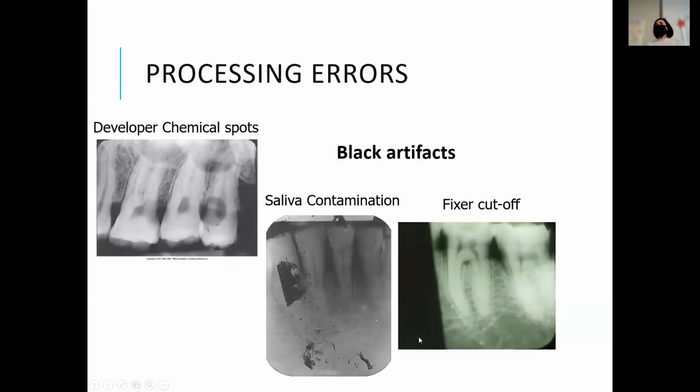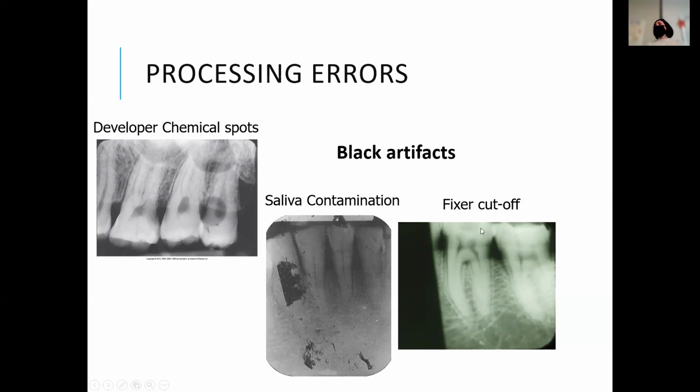This is the tricky part that takes a little bit of getting it straight in your head. So if there's dark spots on a traditional film, those are chemical spots from the developer. So dark spots are developer spots. Sort of. This is saliva contamination. Again, it's just kind of dirty looking. It just means that it got wet and some of the emulsion got messed up before they took the x-ray.